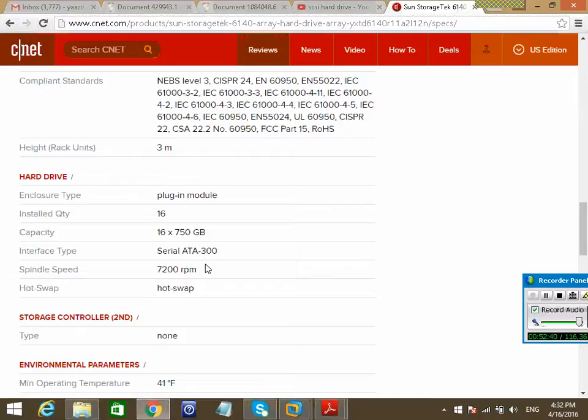How will it work? For example, imagine this has a capacity of up to 16 hard disks, right? So the count is 16. 16 into 750 GB means each hard disk size will be approximately 750 GB. Each hard disk size. 750 into 16 is how much?